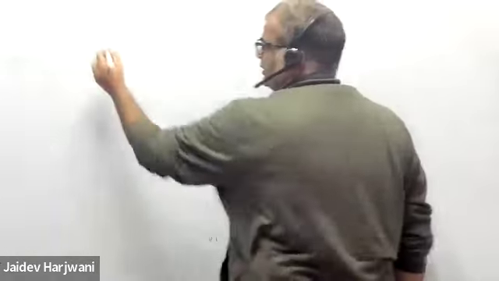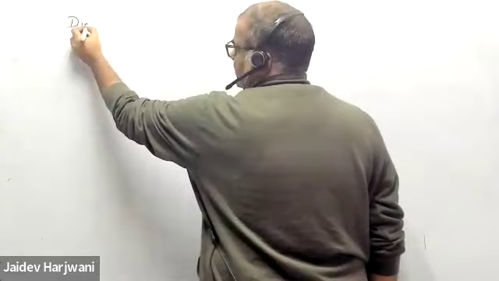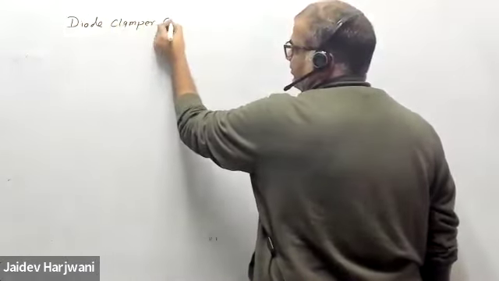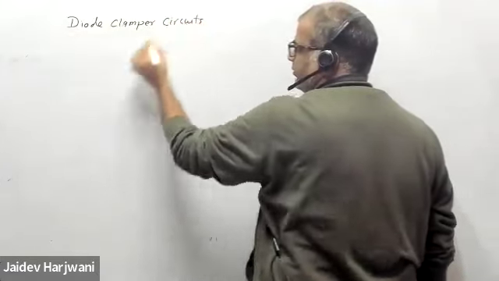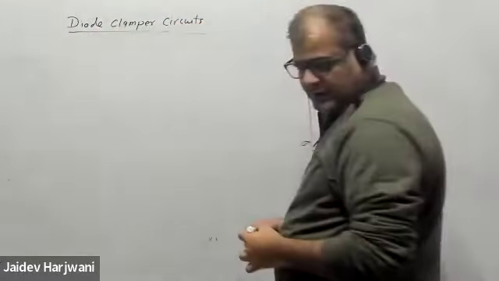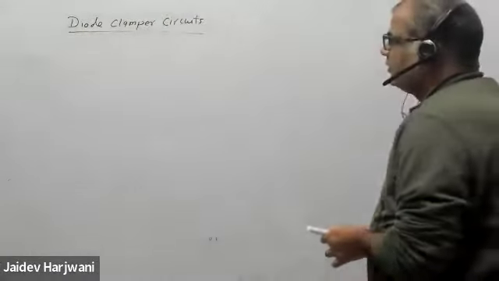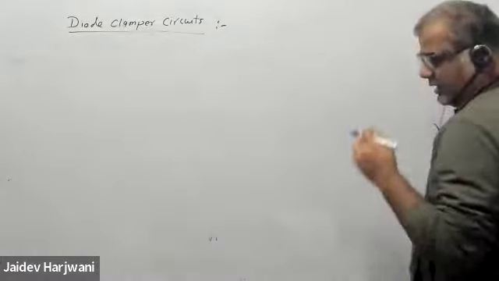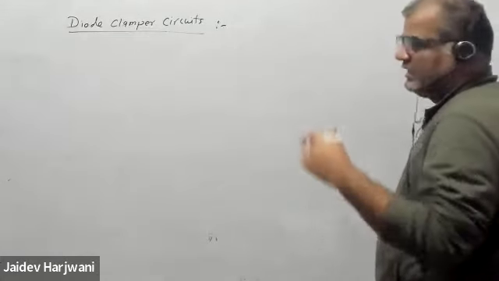So today we are going to start clamper circuit. Okay. So put the heading diode clamper circuit. Now what is diode clamper circuit? Diode clamper circuit will shift your signal upward or downwards. It will shift the level of the signal.